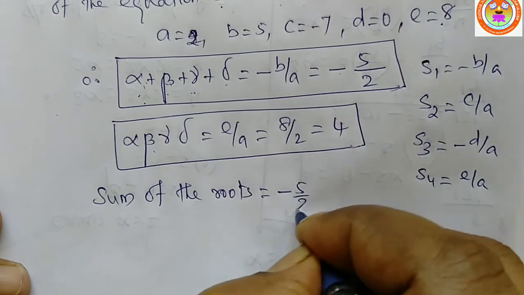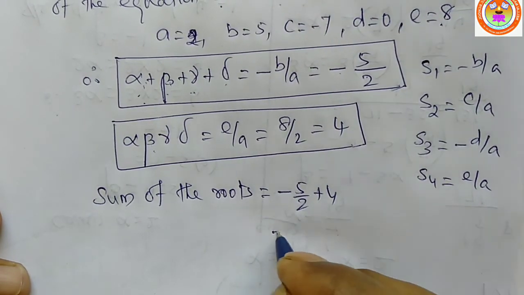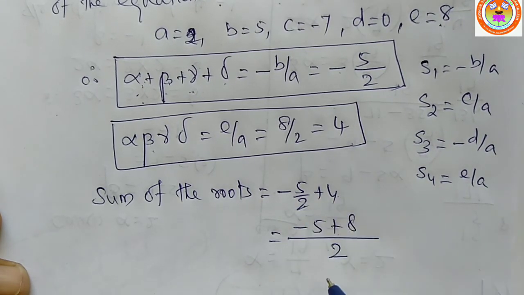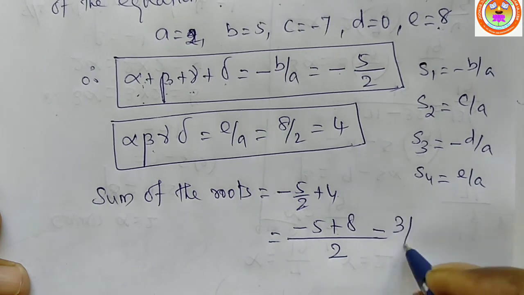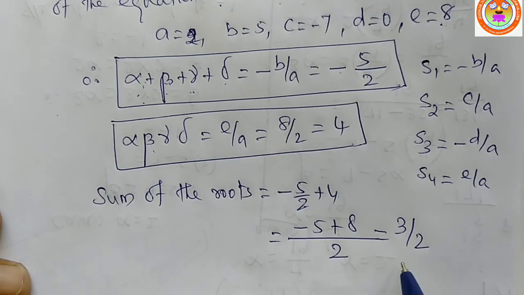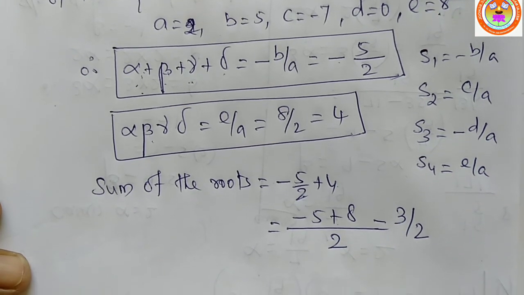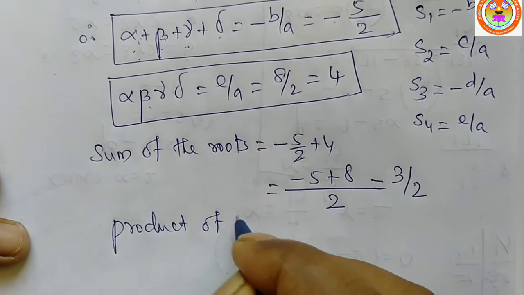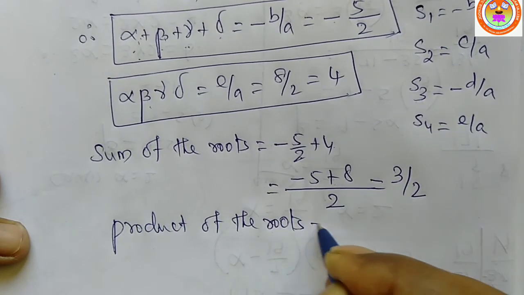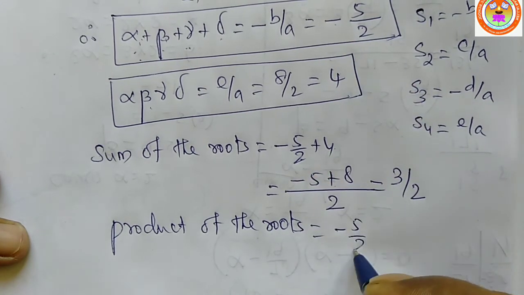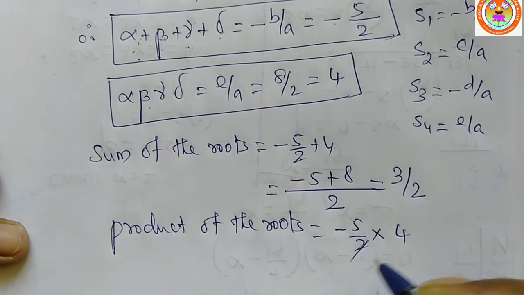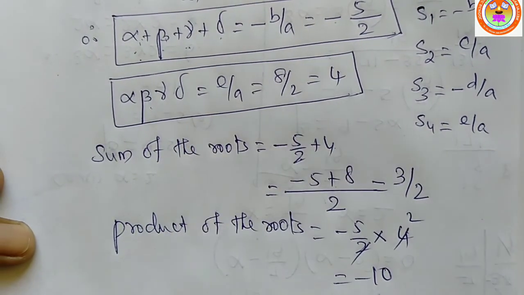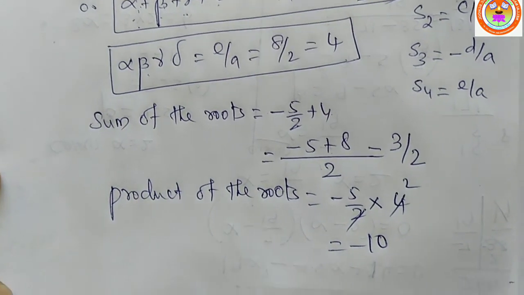So just add the two values. Minus 5 by 2 plus 4. If you take the LCM, it is 2. So minus 5 plus 8, 2 fours are 8. 8 minus 5 is 3, so 3 by 2. So the sum of the roots is equal to 3 by 2. Now we are going to find out the product. So the product of the roots, that is one value is minus 5 by 2 into the other one is 4. So 2 cancels, that is minus 10. So with this sum and the product we can find out the quadratic equation.